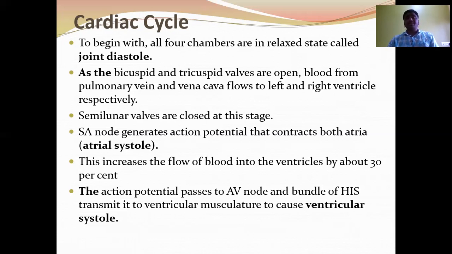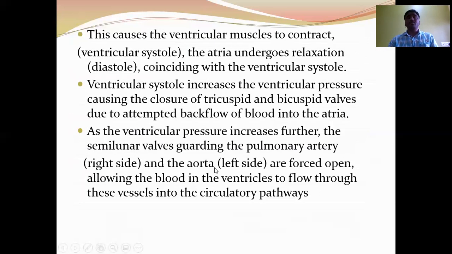Next, the action potential passes to the AV node and bundle of His, and is transmitted to the ventricular musculature through Purkinje fibers. Then the two ventricles simultaneously undergo contraction. This causes the ventricular musculature to contract. During ventricular systole, the atria undergo relaxation. This coincides with the ventricular systole.